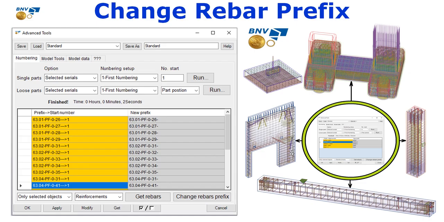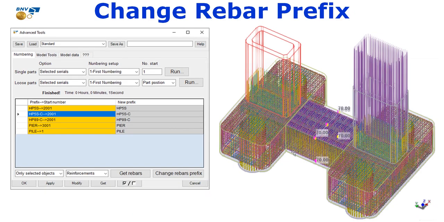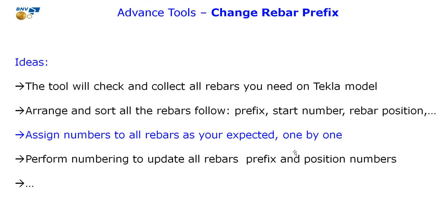Today I introduce to you the change rebar prefix tool. This tool supports you in changing the prefix for all rebar and keeping all rebar position numbers, which makes your project more professional. The idea: the tool will check and collect all rebar units on the model, arrange and sort all rebar following the prefix and start number of the rebar position, assign them to all rebar as you expect one by one, and perform numbering to update all rebar prefixes and keep the position number.